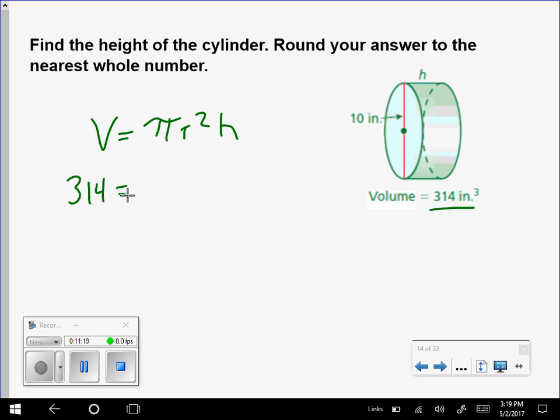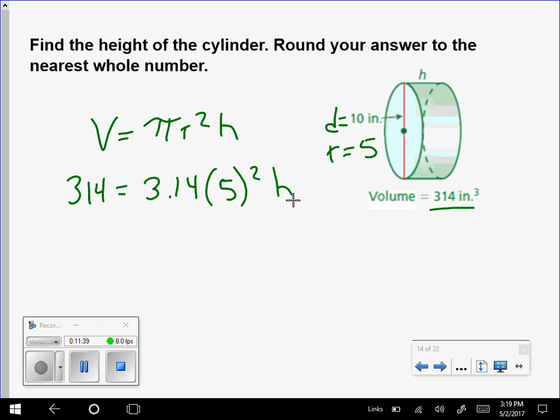So we have 314 as our volume. We're going to plug that in where we see V. 3.14 for pi. R, as you can see, it shows us the whole way across. So that's a diameter. This is equal to our diameter. So our r is going to be half of that. That'll be 5. So we're going to do 5 squared, and we're looking for the height.